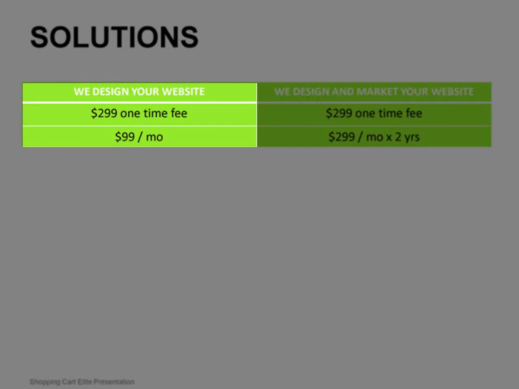The monthly fee for a startup company is $99 per month. This will cover both your website's license and hosting fees through Shopping Cart Elite. Unlike some other companies, there are no hidden expenses. The $99 per month fee includes everything you may need.